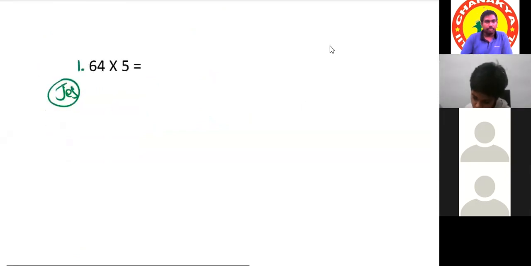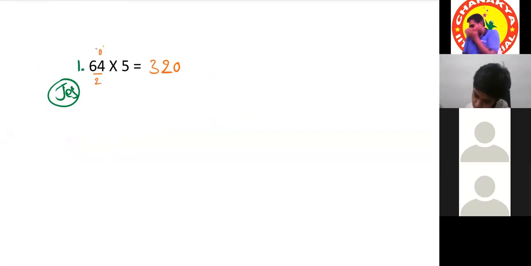Jashmita, explain your solution. Yes, sir. 64 divided by 2 is 32. 32 multiplied by 10 is 320. Why multiply by 10? Simply write 0, that's all, because there is no remainder. Okay, sir. Your methodology is that you divide by 2 and multiply the resultant number by 10. Yes, sir. Okay, right.